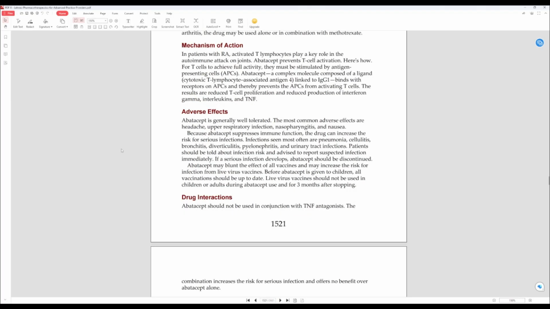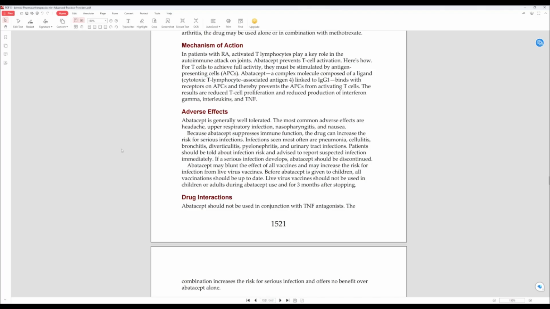So how does it work? Well, in patients with RA, activated T lymphocytes play a key role in the autoimmune attack on joints. Abatacept prevents T-cell activation. For T-cells to achieve full activity, they must be stimulated by antigen-presenting cells. Abatacept, a complex molecule composed of a ligand linked to IgG1, binds with receptors of APCs and thereby prevents the APCs from activating the T-cells.